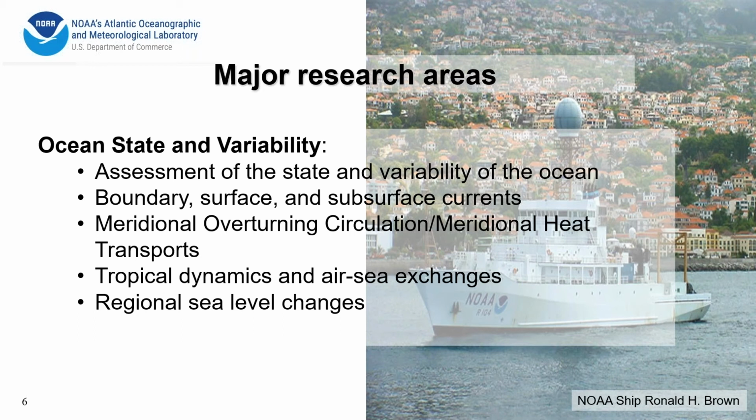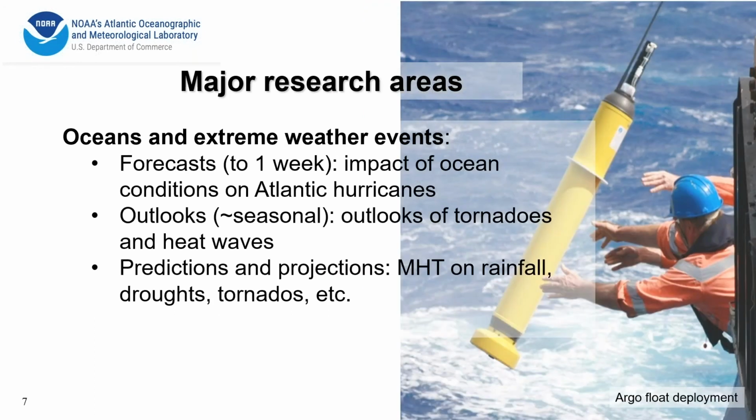We make observations, so we contribute, or we do it ourselves, to create assessments of the state and variability of the ocean. The parameters that are more important to us are boundary currents, surface and subsurface currents. We are heavily invested in the division and are central to the monitoring of meridional overturning circulation and heat transport in the Atlantic Ocean. We're located in Miami. Tropical oceanography is also central to the research that we do. You will see lightning presentations on each of these topics. And we also study regional sea level changes. There will be a presentation on that following mine.